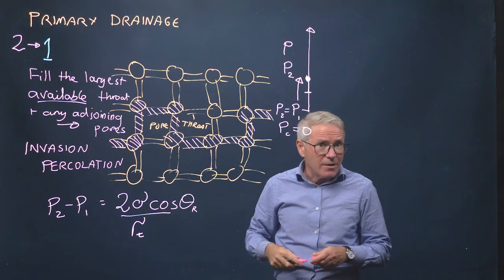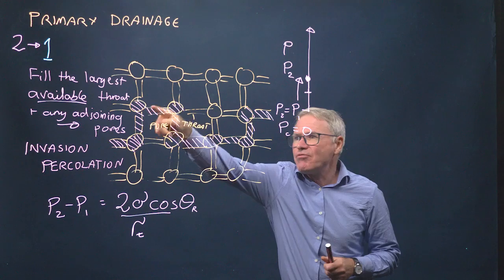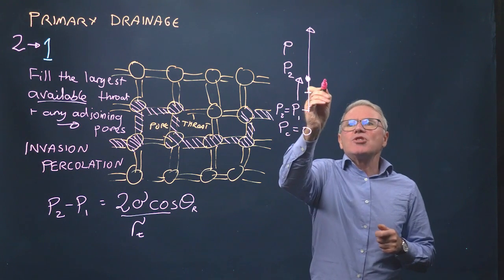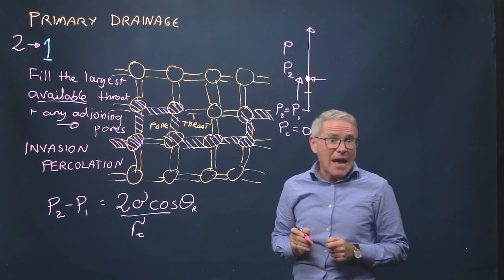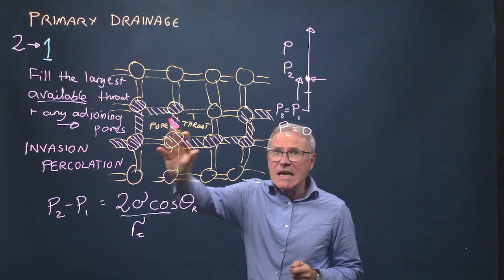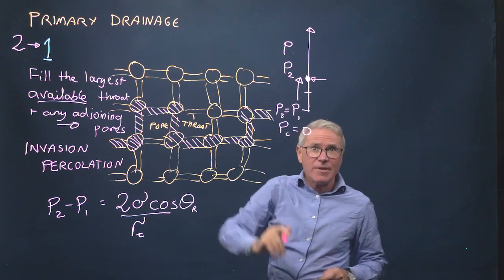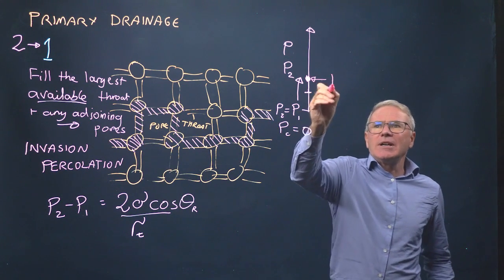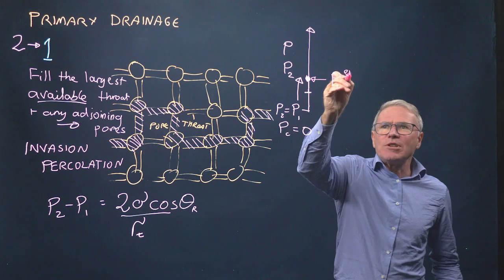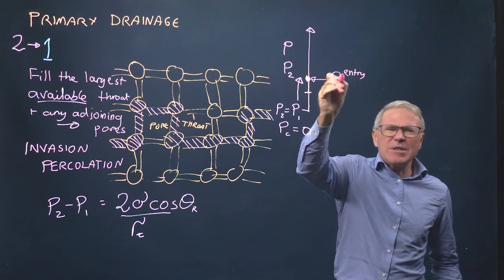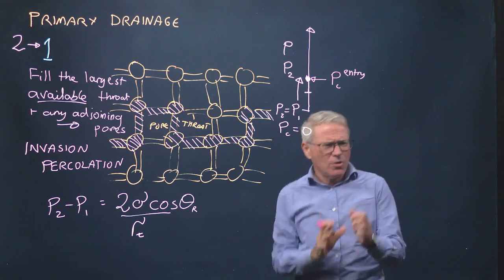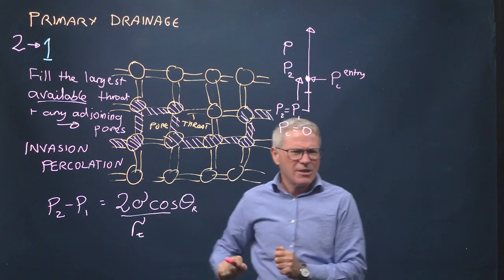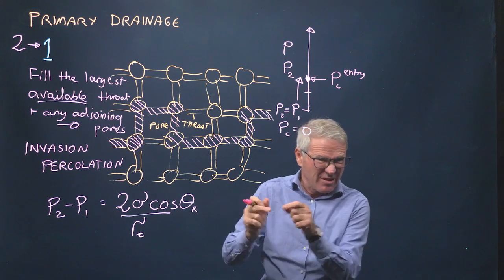Then as I continue, right, this is the pressure at which I first span the system. I go from one end to the next, okay? And this pressure is called the entry pressure. Now, sometimes you might say, well, that's not the entry pressure. Surely the entry pressure was the pressure to sort of first get in rather than get across.